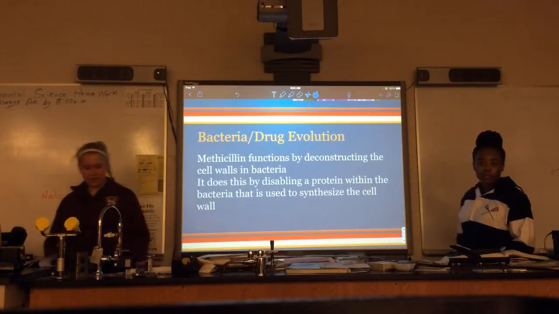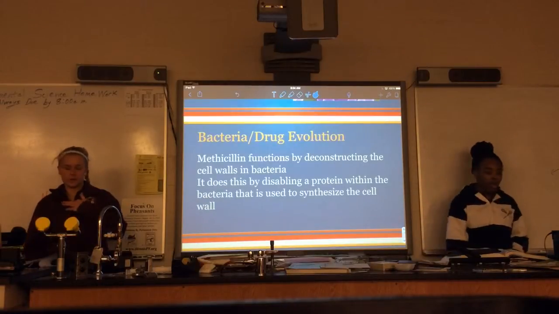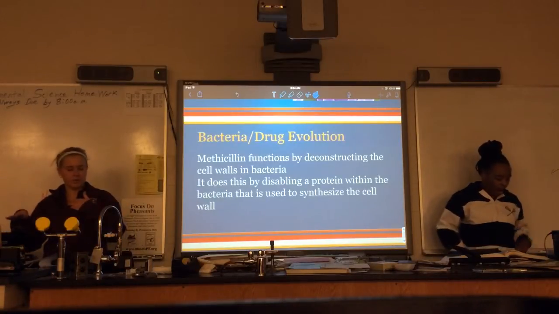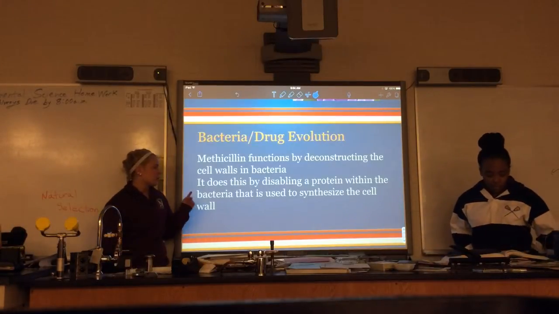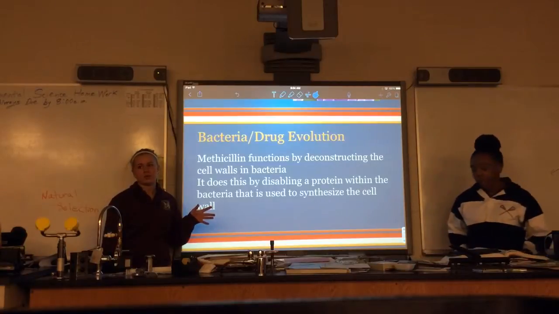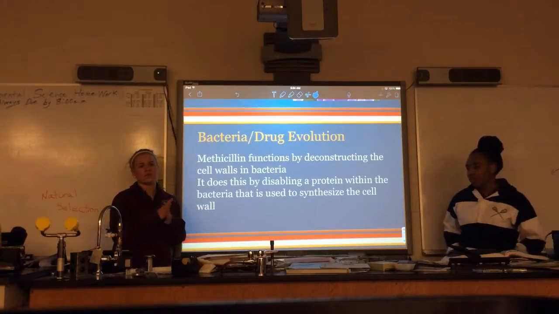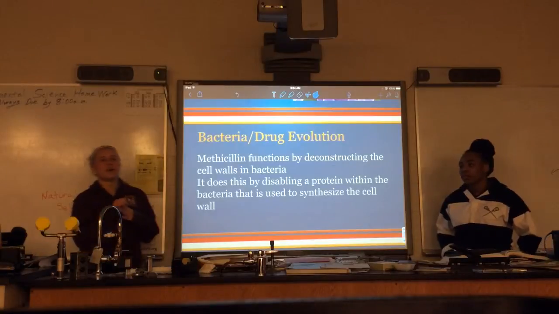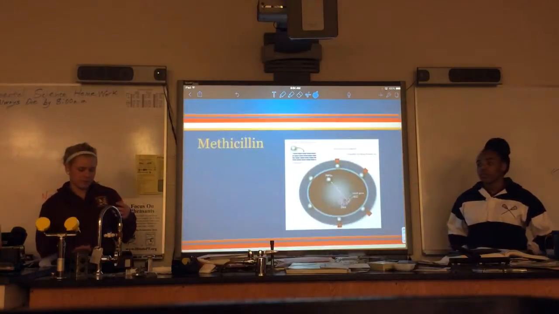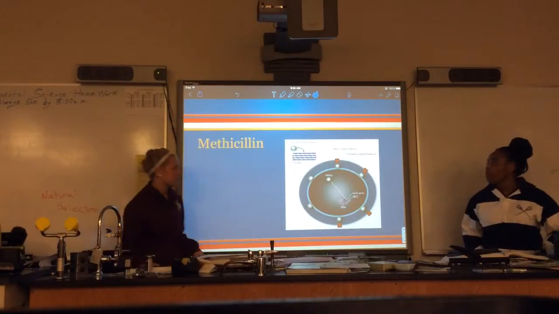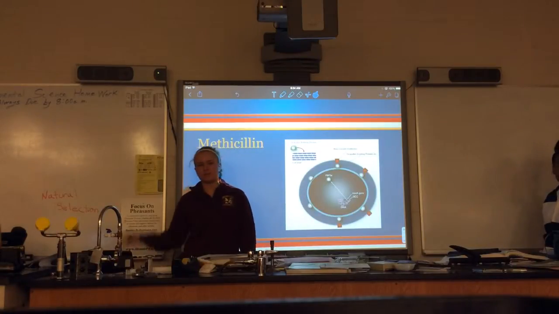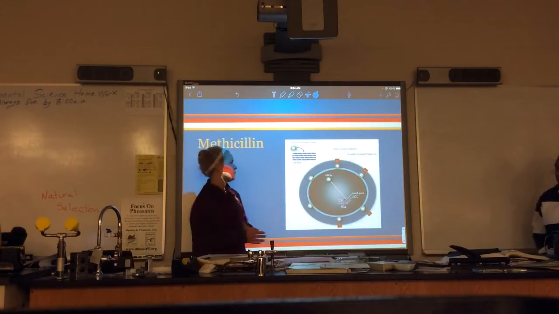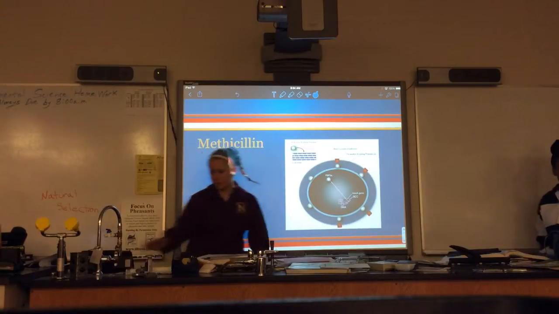Methicillin functioned by deconstructing the cell walls of bacteria so that the cell broke down. And it would do this by disabling a particular protein within the bacteria that was used to synthesize the cell wall. So that because that protein was ineffective, the bacteria had no way to build up their cell wall. This is kind of a simple explanation of how this happened. It's really self-explanatory. It just disabled the protein, and we couldn't use it anymore.